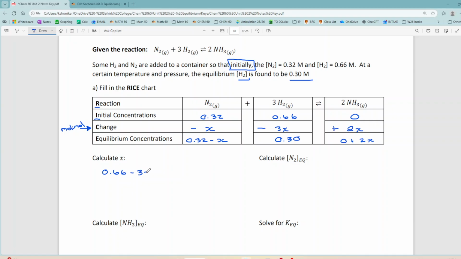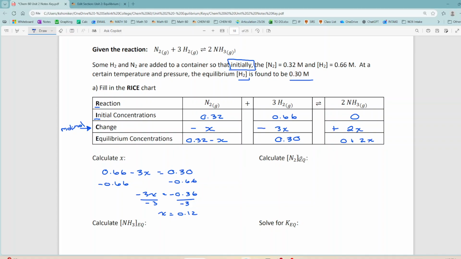0.66 minus 3 molar amounts, or 3x, is going to equal the 0.30. Then we just solve this like we would a linear equation, so I subtract 0.66 from each side. I end up with negative 3x is equal to negative 0.36, and then I divide both sides by negative 3, and I end up with x is equal to 0.12. So I know that 1 molar change is going to be 0.12 moles per liter.